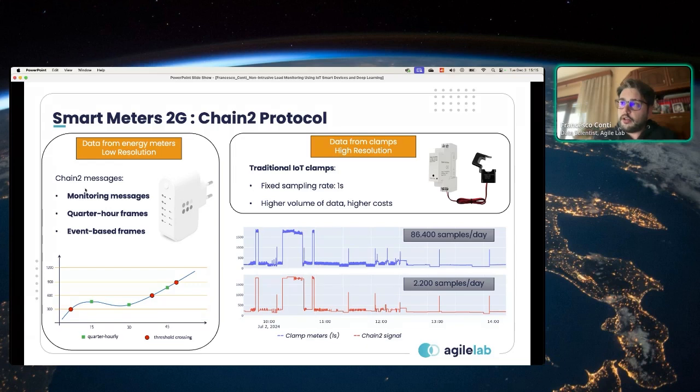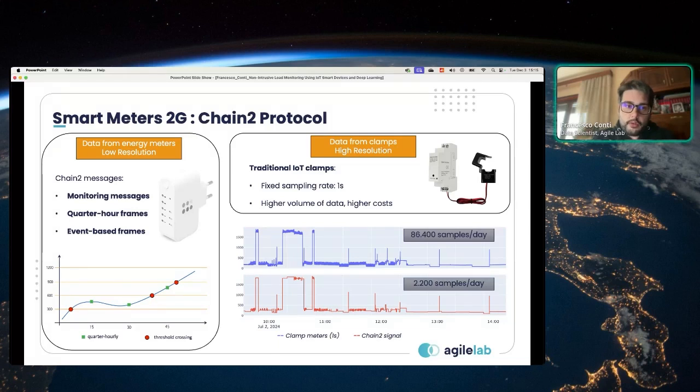The first one are alerting and monitoring messages. That means that you could receive a message every time a service outage is near, or you can receive a message about your daily consumption or monthly consumption. So this kind of messages for monitoring and alerting. But we are interested in the other two messages that are quarter-hour frames and event-based frames.